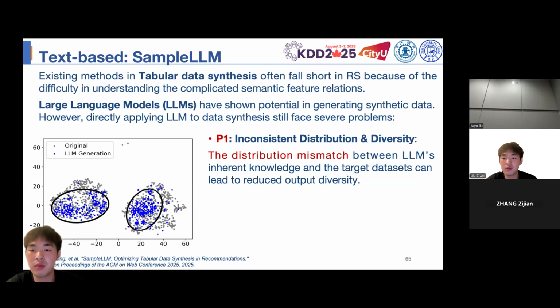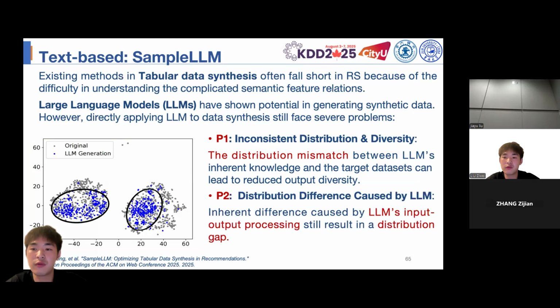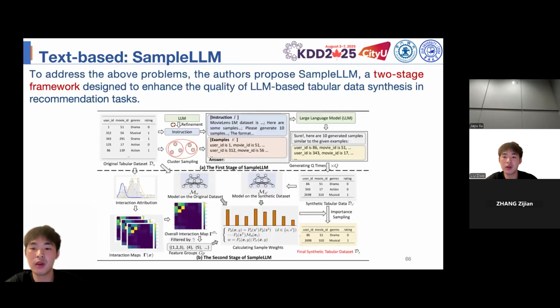And the second problem is the distribution difference caused by LM. This is because of the inherent difference caused by LM's input and output processing, which results in the distribution gap and differentiated feature interaction frequency between the generated and the original data. So the figure below is the overview of the whole framework. And next, we will detail the role of different modules and different stages to clarify how they solve the corresponding problems.